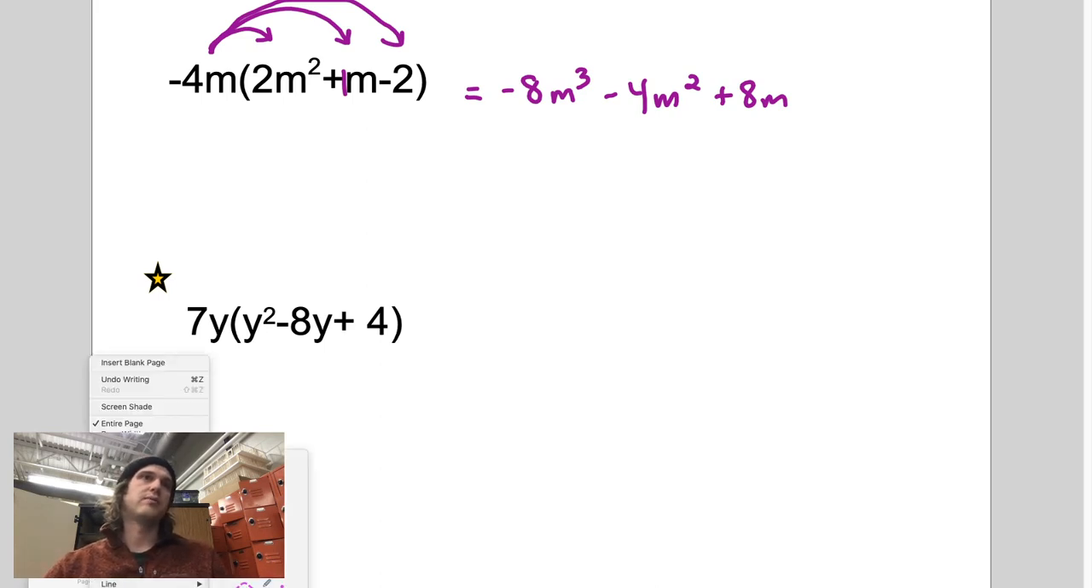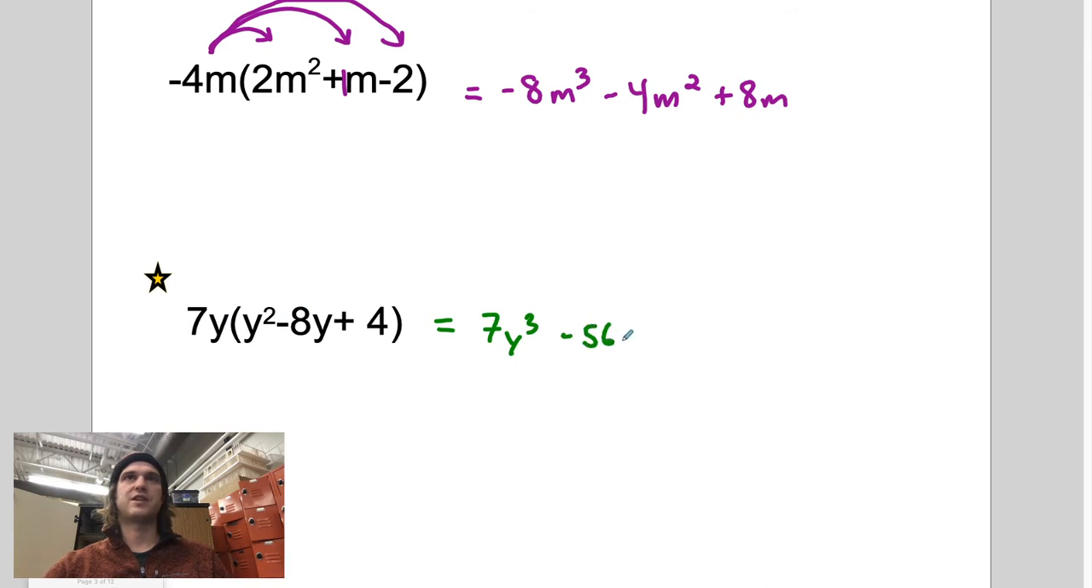Okay, let's get started. Same thing, 7 times 1 is 7. y times y squared is y cubed. 7 times -8 is -56y. y times y is y to the second. 7 times +4 is +28. Don't forget the y on the end is attached to 7.